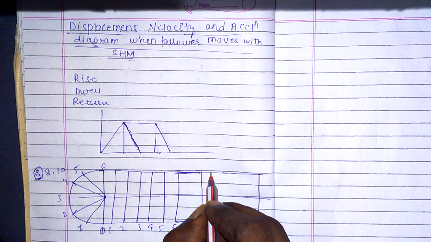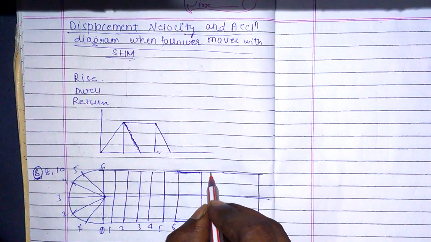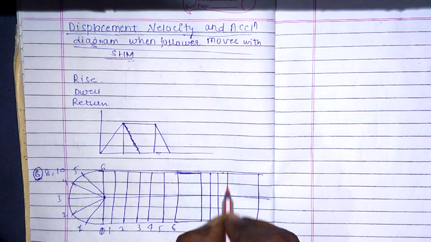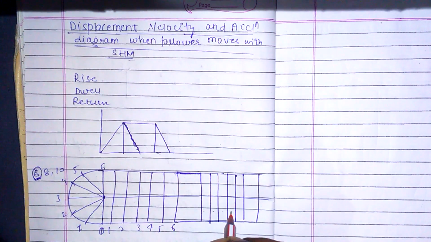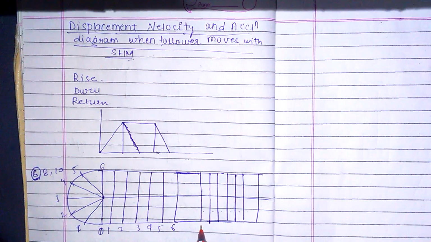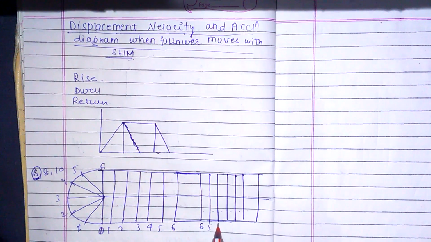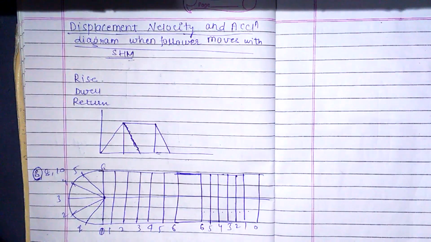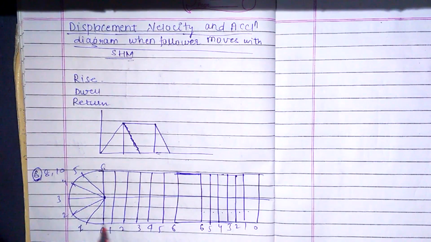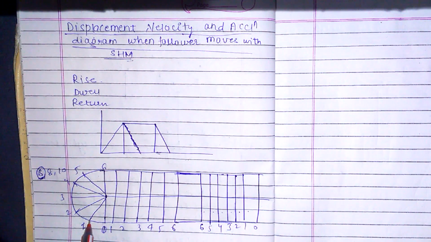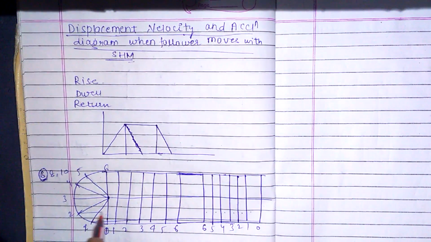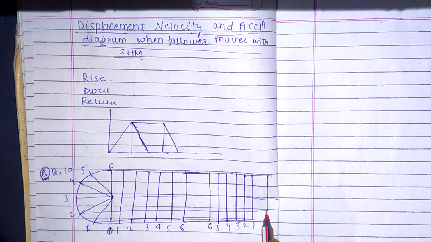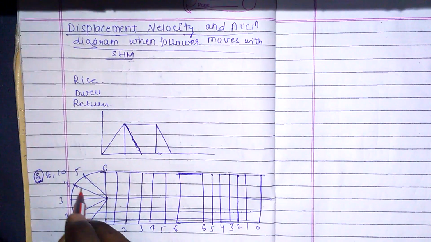So let us draw 1, 2, 3, 4, 5, 6. Okay, so it is 6. Now 6, 5, 4, 3, 2, 1, 0. Now take a scale and make a straight line using this path. As I am doing a rough sketch, it is not that good, but we have to use a scale for this.